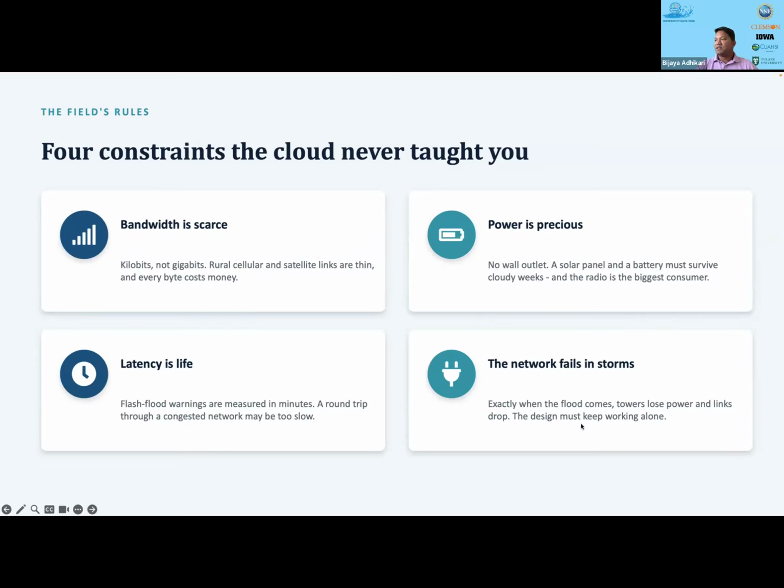So basically this design, our sensor network system, must keep working independently even when the transmission lines are turned off. So we have to think about all these constraints to build robust sensor networks. Okay, at this point, are there any questions?